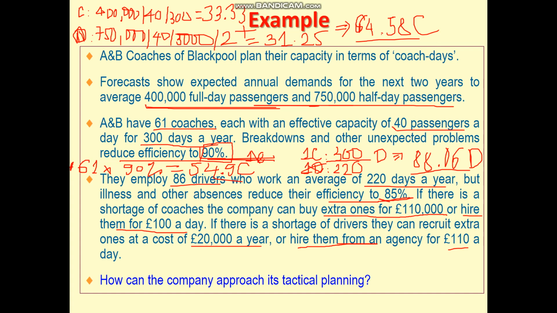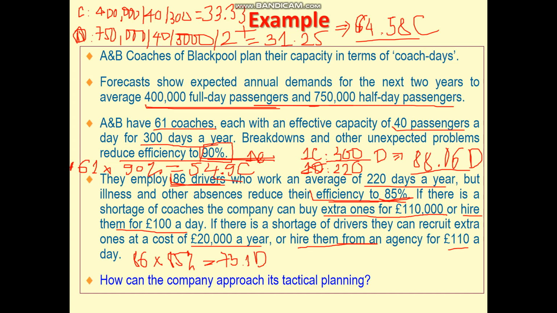And how about drivers? We have 86 drivers now. However, the efficiency is 85%. So 86 here is in the ideal condition, where they work at 100% efficiency. However, in reality, the efficiency is only 85%. So we actually only have 86 times 85%, so we have 73.1 drivers.